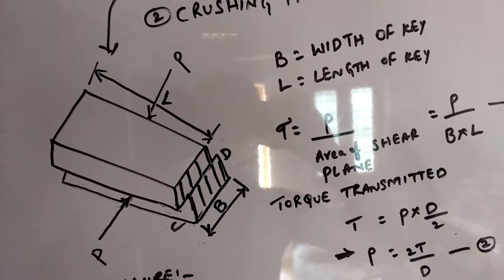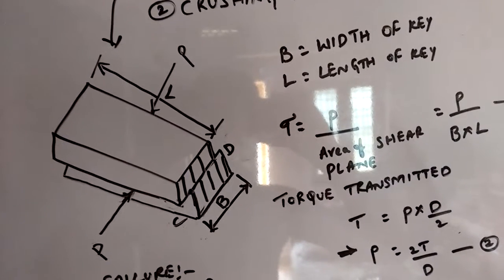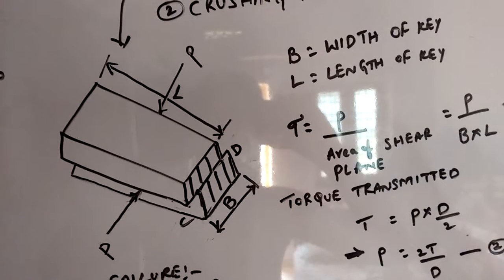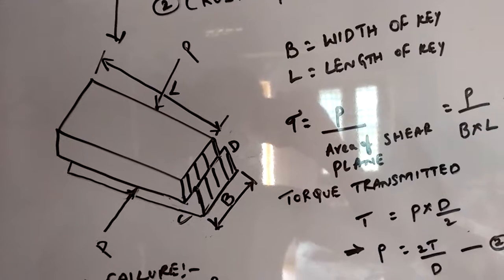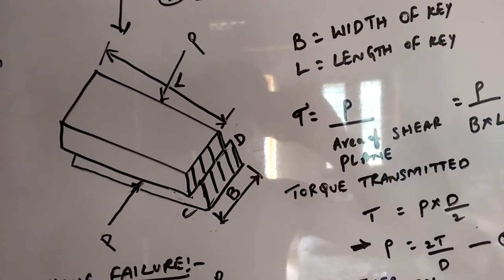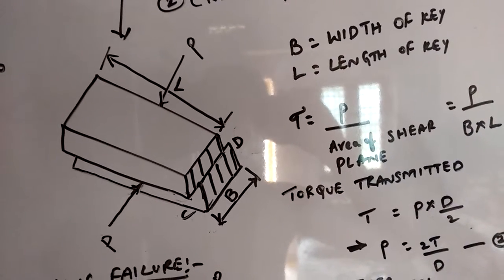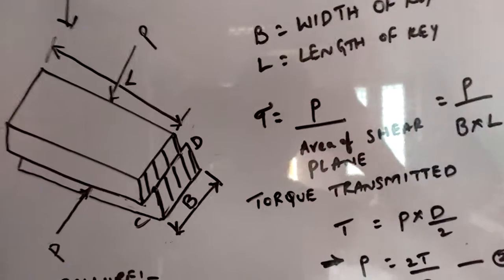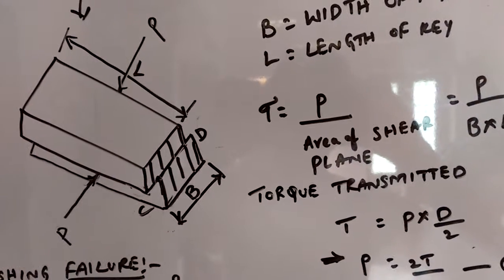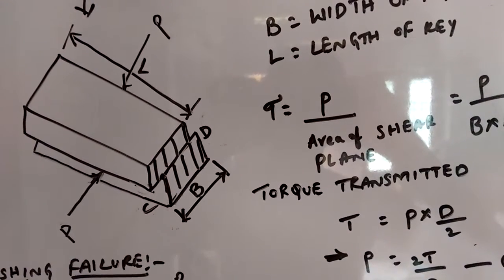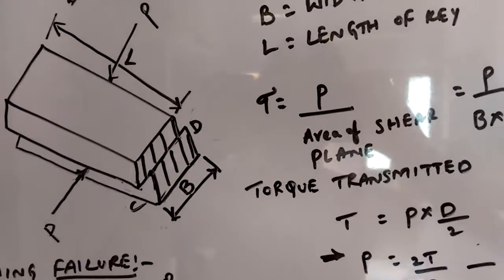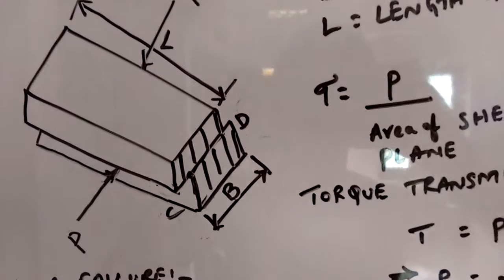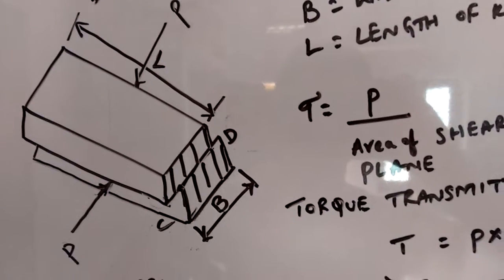Let us consider case number 1, shear failure. Because of this load P, some shear stresses are induced in the key material because of the direction of the force applied. We know that shear stress is equal to load divided by area of shear plane. Shear failure occurs at the plane CD. In the figure, CD is the plane at which shear failure occurs because of the load applied.